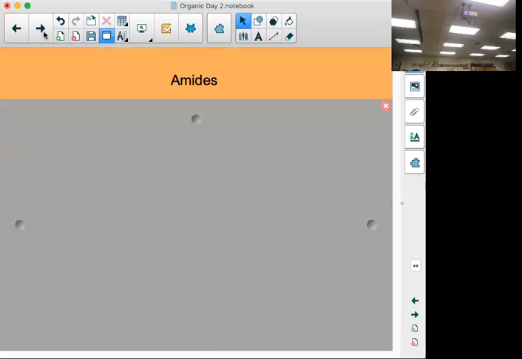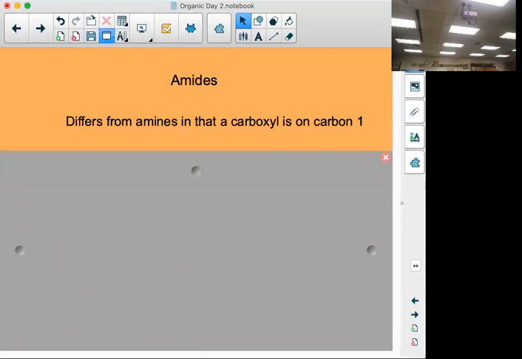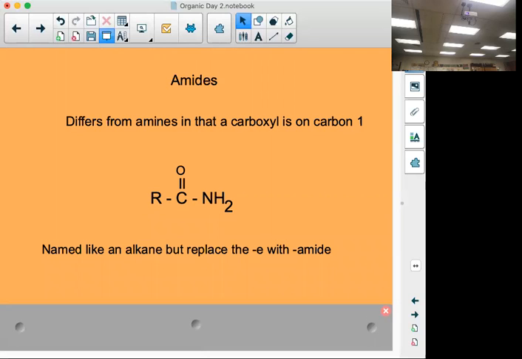Two more to go. Amides. An amide is like an amine. The difference is that there's a carboxyl on carbon 1. So we have our NH2, our carboxyl, and then the carbon chain. We name it like an alkane, but we replace the E with amide.